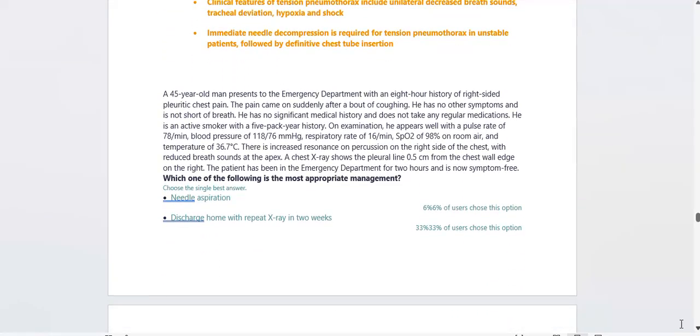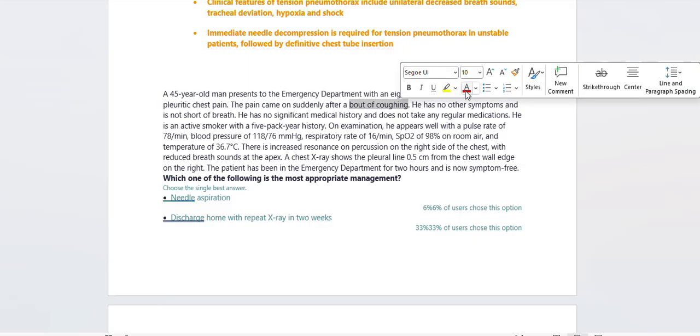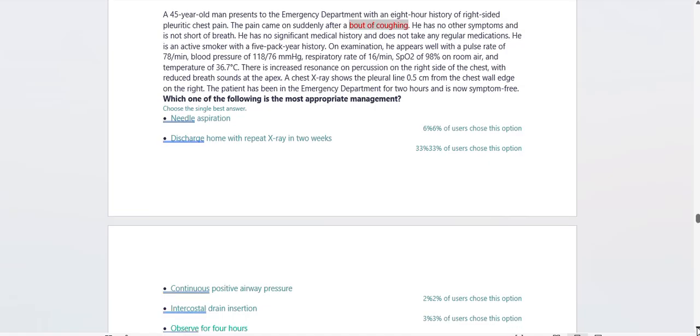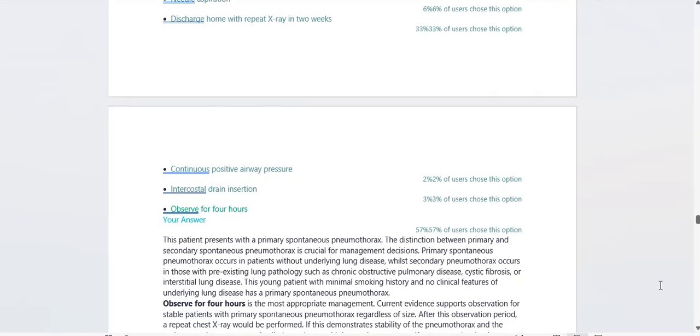Okay, so the next scenario is a 45-year-old man with right-sided pleuritic chest pain. Active smoker, 5 years back, after bouts of coughing. The patient doesn't have any COPD. He is vitally stable. Chest X-ray shows a pleural line 0.5 centimeter from the chest wall edge on the right side. The patient has been in emergency for 2 hours and is now symptom free. Which of the following is the most appropriate management? Definitely we have to wait 4 hours. So observe for 4 hours. That's the answer.